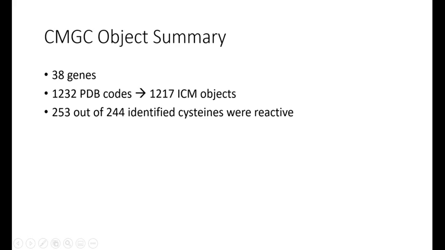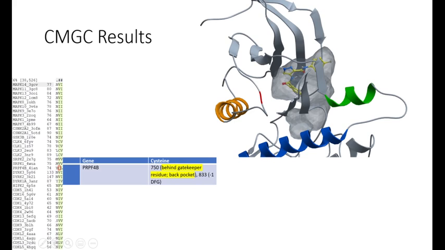The CMG group included 38 genes and 1,232 associated PDB codes. ICM-Pro generated 1,217 ICM objects. 253 cysteine residues have been identified, and 244 of them were predicted to be reactive. There is 1 gene with an identified reactive cysteine within the back pocket behind the gatekeeper residue.